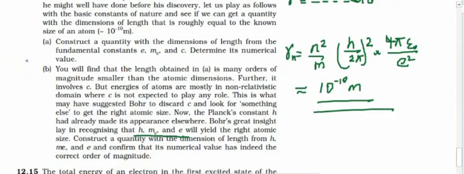Now question 15. The total energy of the electron in the first excited state of hydrogen is minus 3.4 electron volt. What is the kinetic energy? The kinetic energy will be plus 3.4 electron volt.